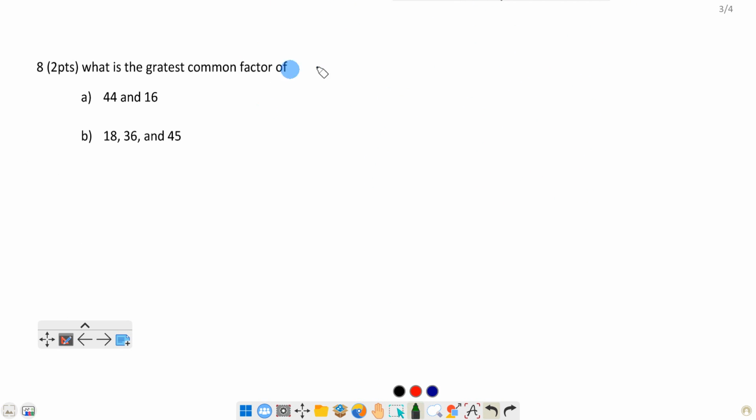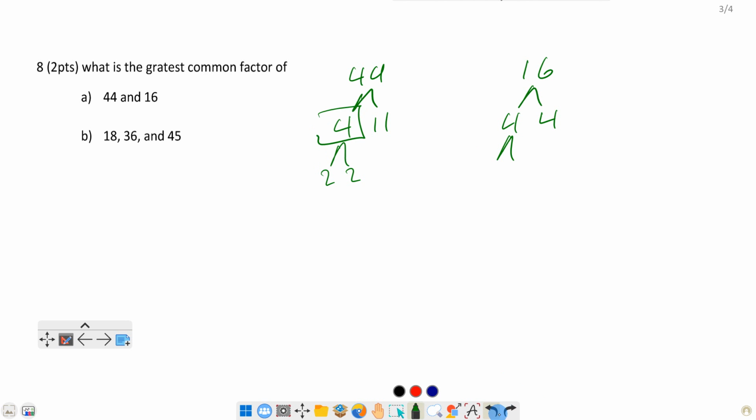The greatest common factor, so what do I do? I take 44, and I'm going to split that up into 4 and 11, and then I can split this up into 2 and 2, and 16 is going to be 4 and 4, right? And so what I'm looking for is numbers that I can get to match, and so I can't get 11 to go into 16, but I can get 4. So I'm going to have 4 go into it. That's the biggest number that I can find to go into both of those.